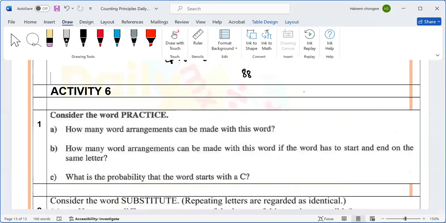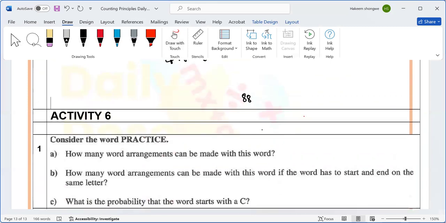Now, this is the one that I wanted us to talk about. What happens if they say the word starts and ends? A word can start and a word can end. Here's what I want us to try. I want us to try starting with an M first, and then, since we're starting with an M, how are we going to do this one?